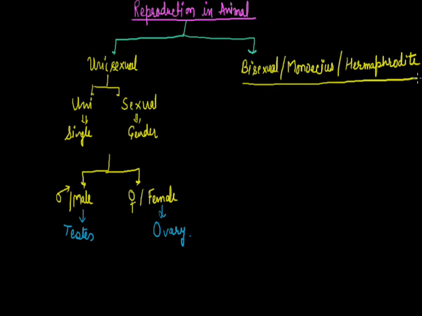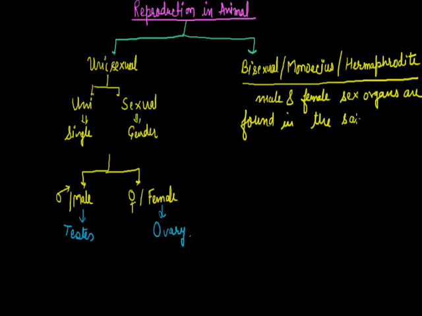That means if male and female sex organs are found in the same organism, then this is called a bisexual organism. The symbolic presentation of a bisexual organism is just like this. This is male, while this one is female. This is the symbol of hermaphrodite or bisexual organism. Lower animals are bisexual like earthworm, while the higher animals are always unisexual like human beings.